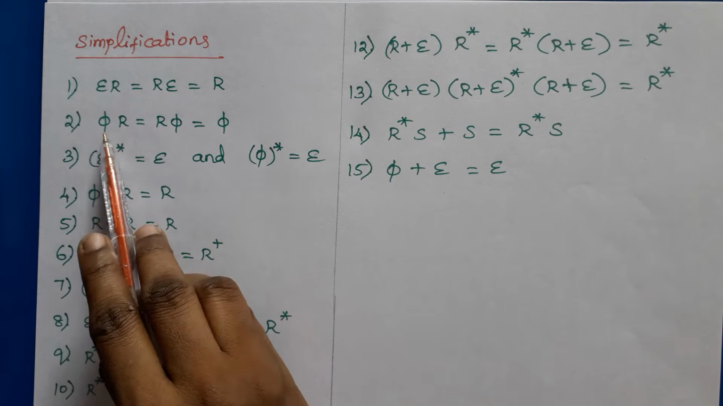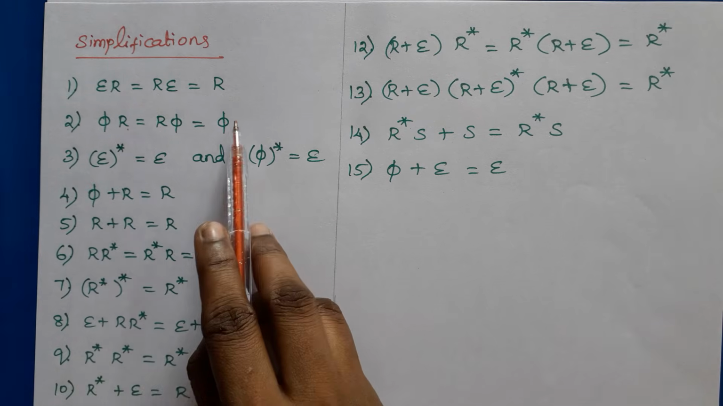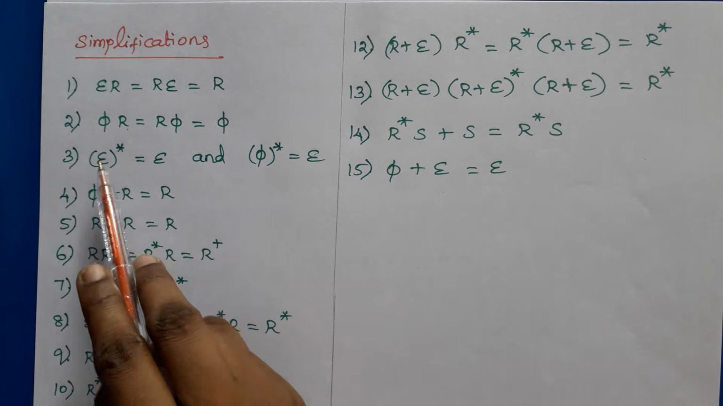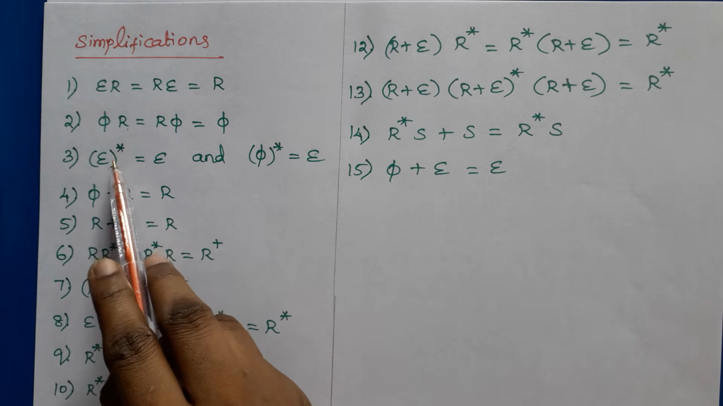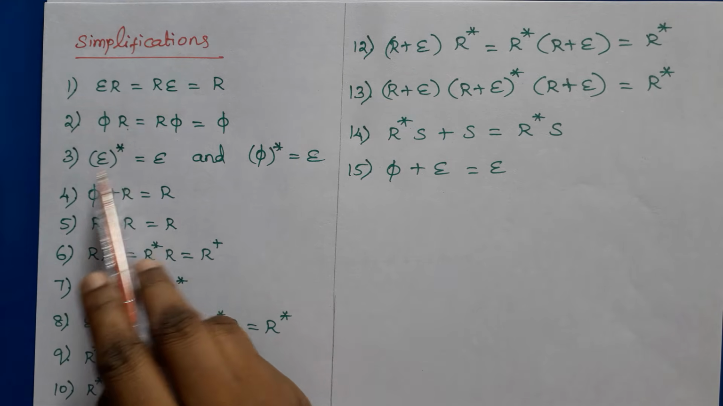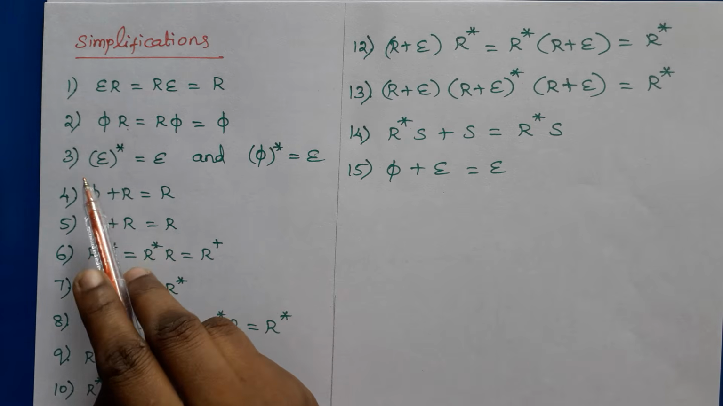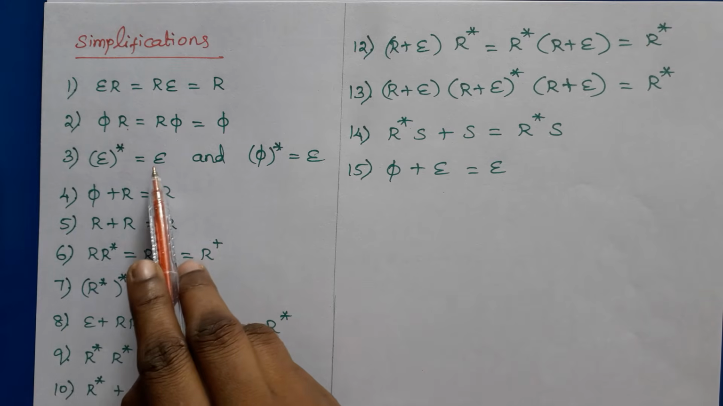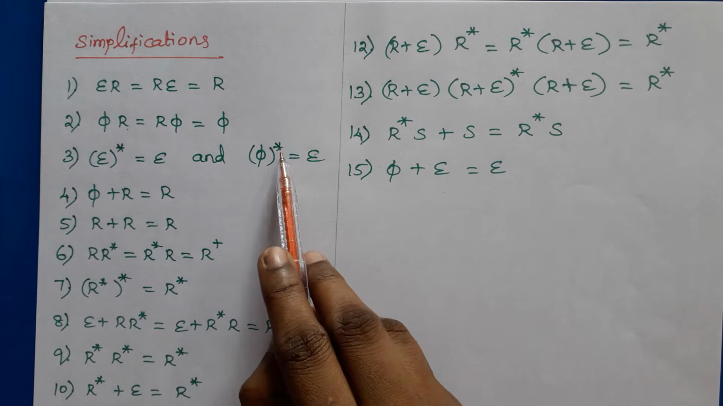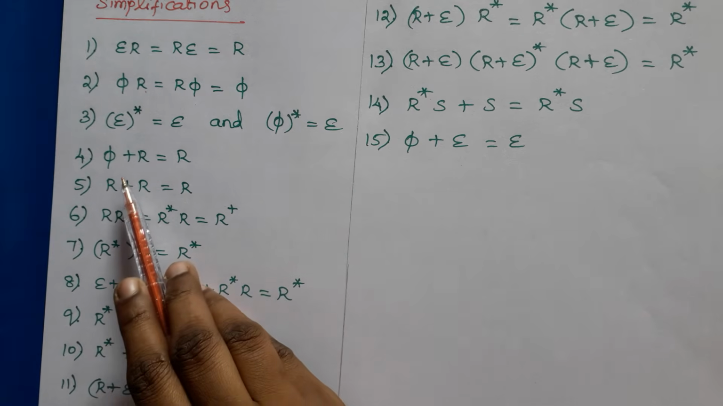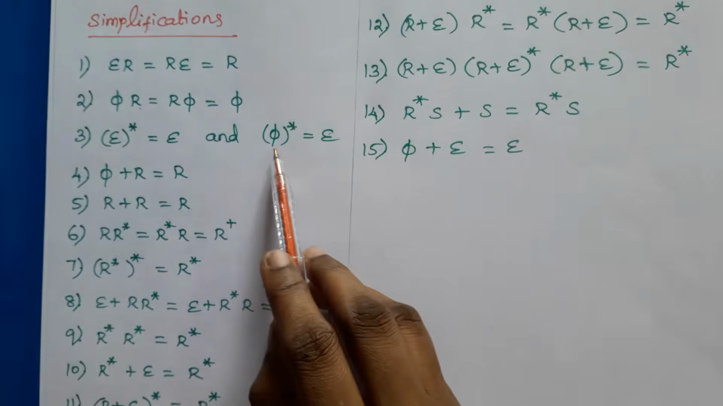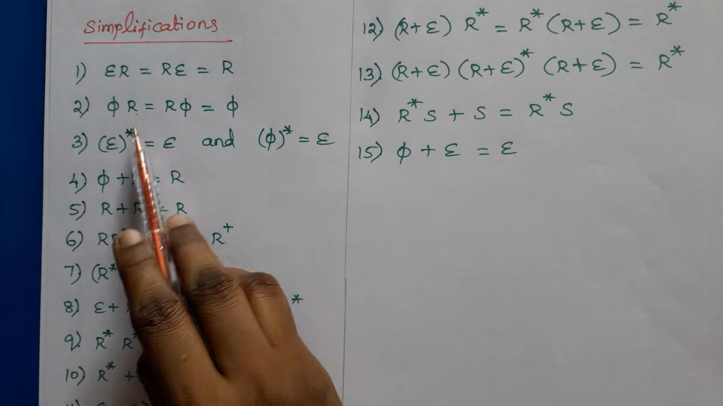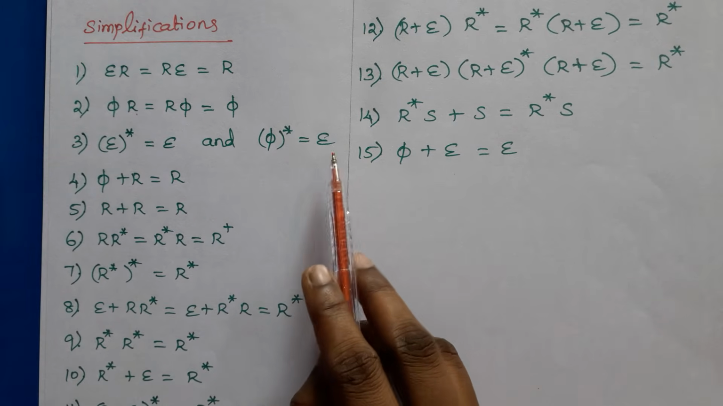Then phi concatenated with a regular expression gives phi as the result. Then epsilon star is epsilon, because star means the Kleene closure operator, which represents any number of epsilons: 0 epsilon, 1 epsilon, 2 epsilons, all are epsilons only. Similarly, phi star is also epsilon, because 0 number of phi means epsilon, then 1 phi, 2 phis will come. So epsilon star and phi star give epsilon as the answer.